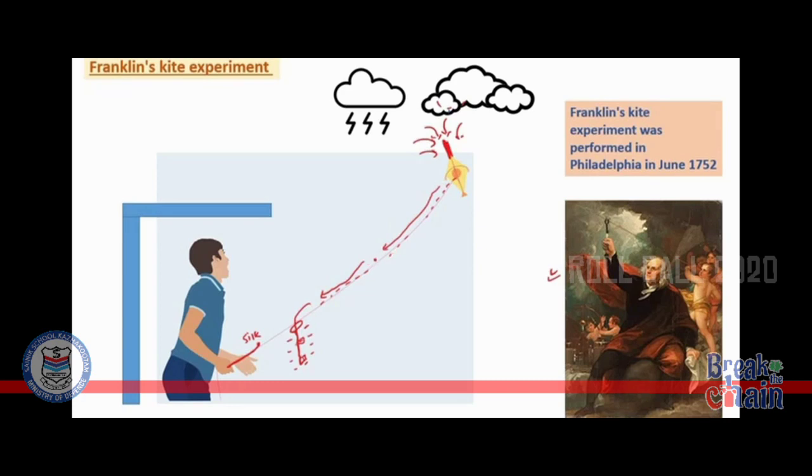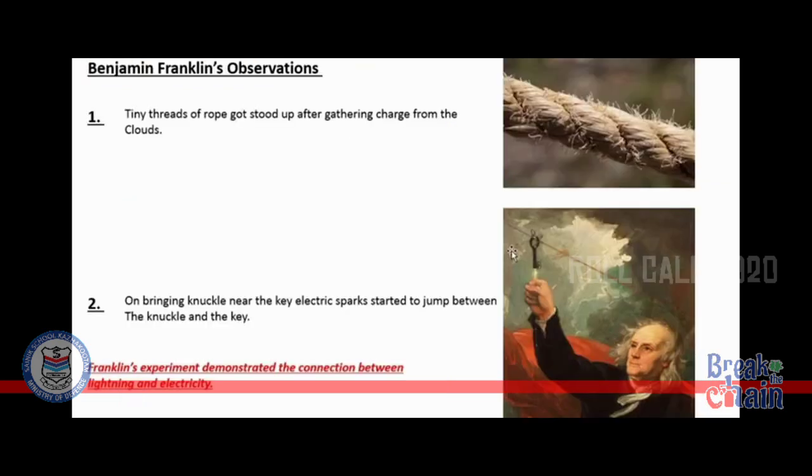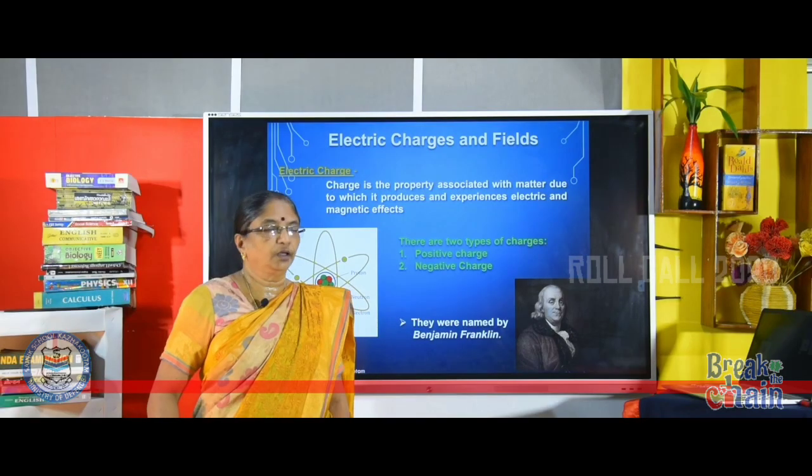Now what did he actually do afterwards? You can see in this picture that he brought his finger very near to the key and he felt the electrical sparks. There were a few observations, like you can see the tiny threads on the hemp rope, they stood up. Then when he brought his finger, he could see the jumping sparks between the finger and the key.